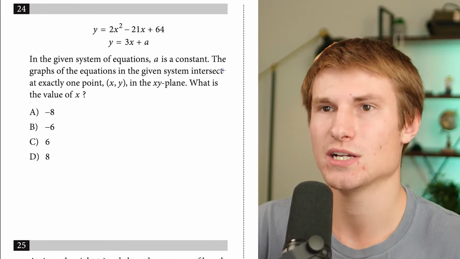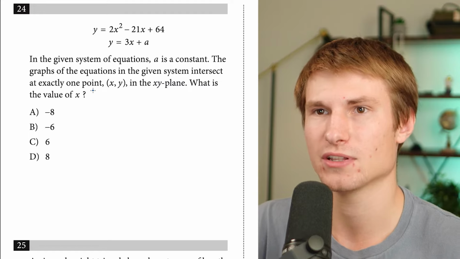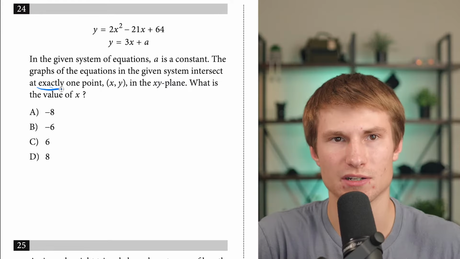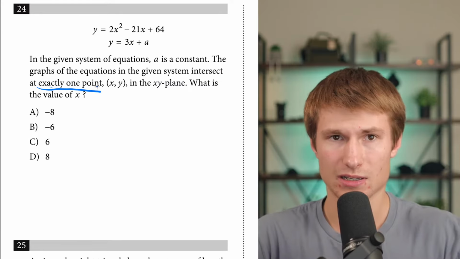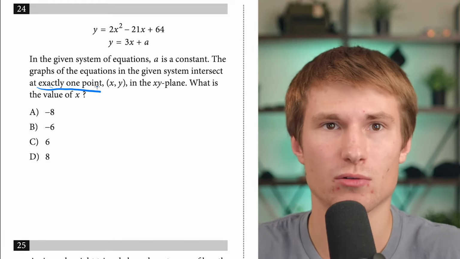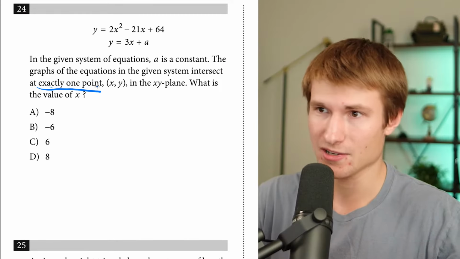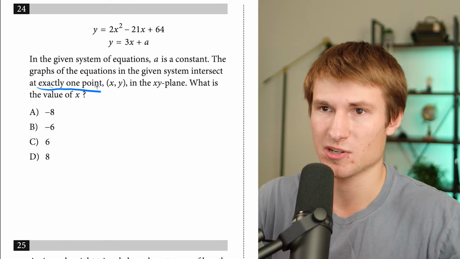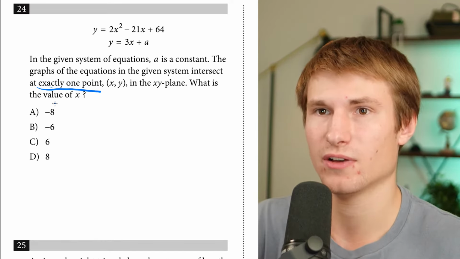Here's 24. Given system of equations, a is a constant. Graphs of the equations of the given system intersect at exactly one point. Anytime you're told something intersects at exactly one point, infinitely many points, or no points, or has no zeros, 1 zero, 2 zeros, always pay attention to that. In the xy plane, what's the value of x?